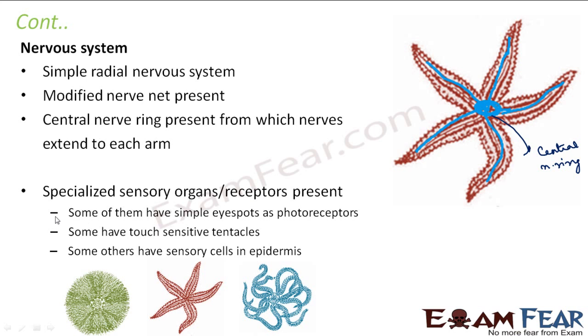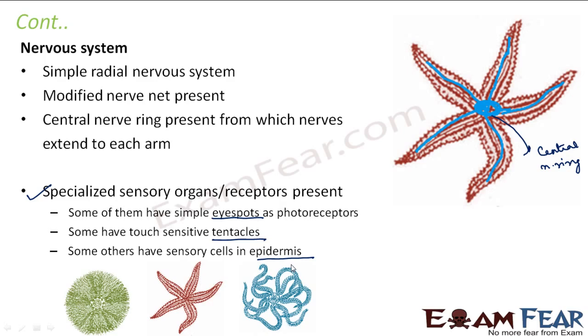Besides this, there are specialized sensory organs also present, like some of them have simple eye spots for visibility. They also have some touch sensitive tentacles. You can see these tentacles present here, so they are sensitive to touch. Some others have sensory cells in the epidermis. On their skin, on the outer surface, they have cells which act as receptors or sense organs. These are some of the ways the different organ systems work in echinoderms.